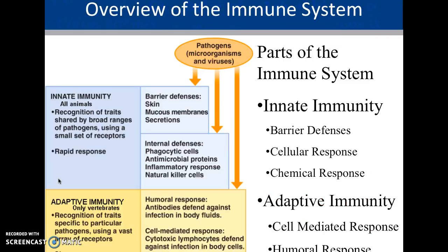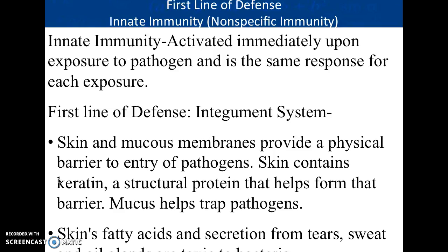So this is an overview of the immune system. I would sketch this out, make sure that you understand the two divisions. So there are two big chunks in the immune system, the innate immunity and the adaptive immunity. We are going to talk about the innate immunity in this PowerPoint, and then the last two PowerPoints will all be adaptive immunity. And so we'll talk about just innate today.